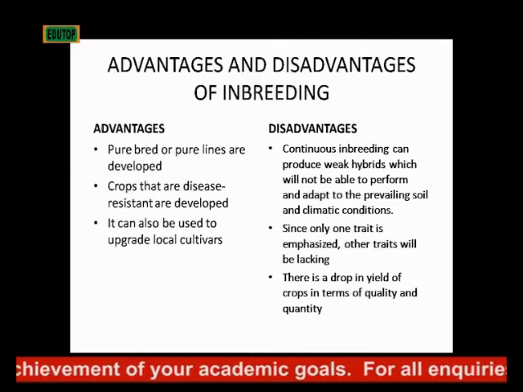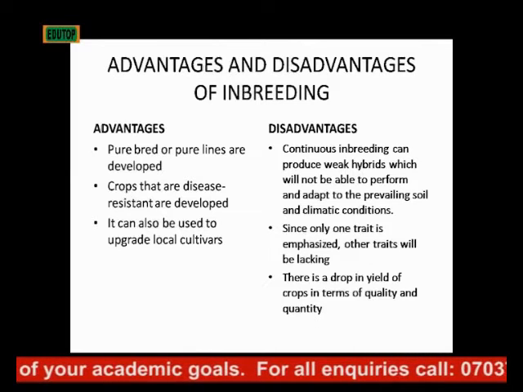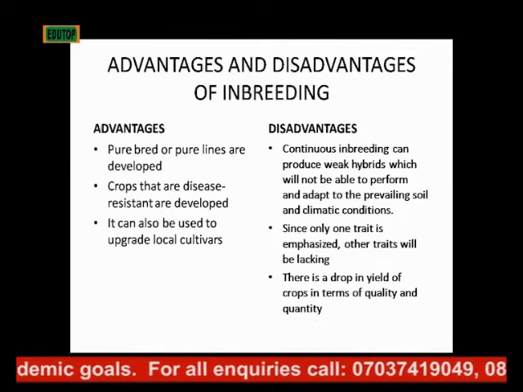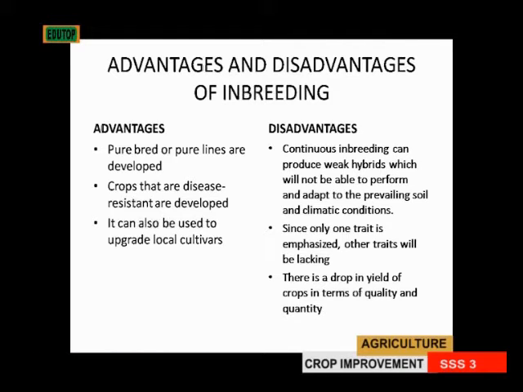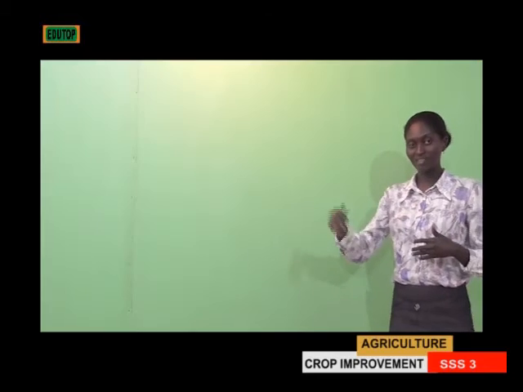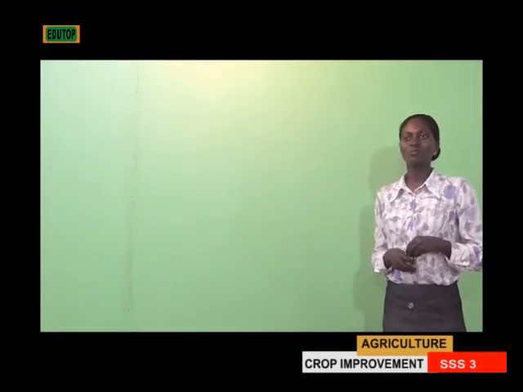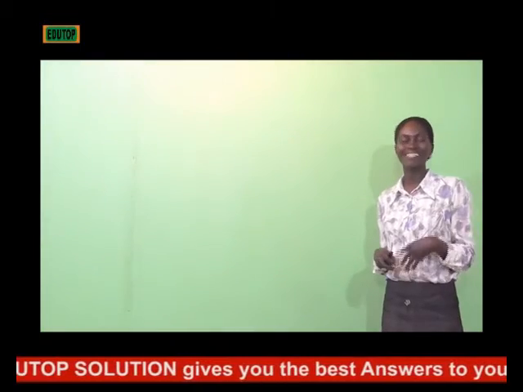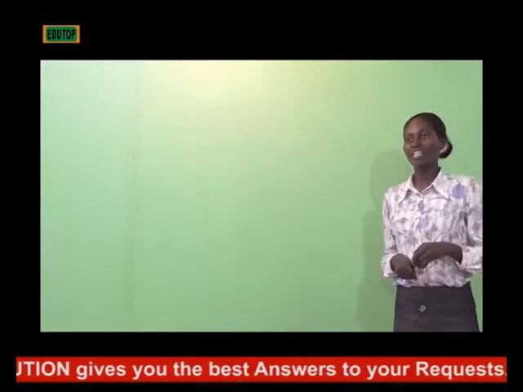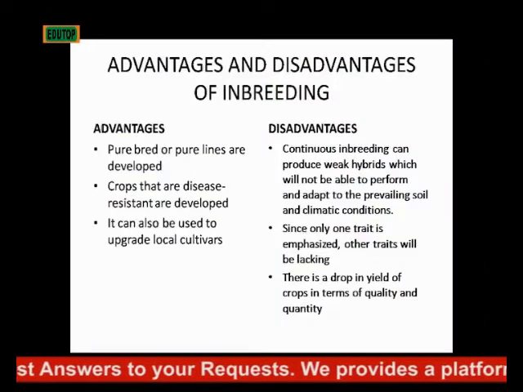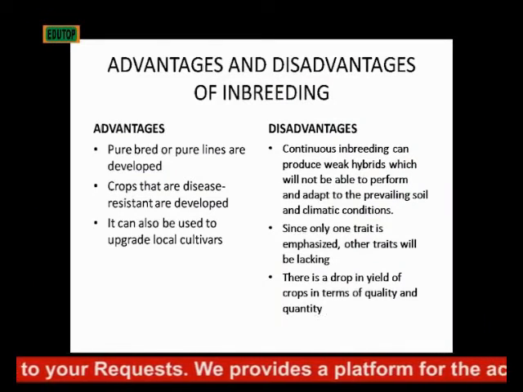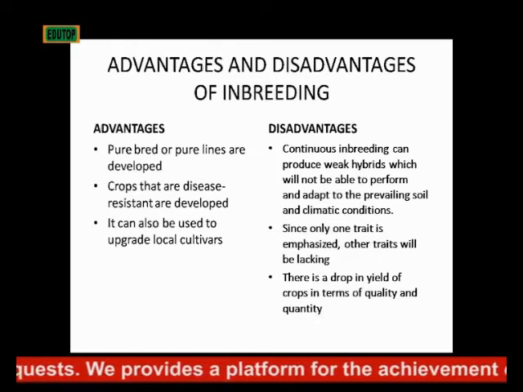Then the disadvantages now. Continuous inbreeding can produce weak hybrids. By the time you keep crossing plants that are closely related, you keep doing that down the line, you may discover that you will produce, very soon down the generations, weak hybrids which will not be able to perform or adapt to the prevailing soil condition and even the environmental conditions. So that's a disadvantage. Then the next one is that since only one trait is emphasized, other traits will be lacking.